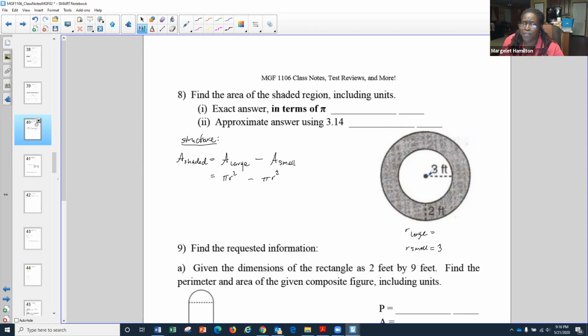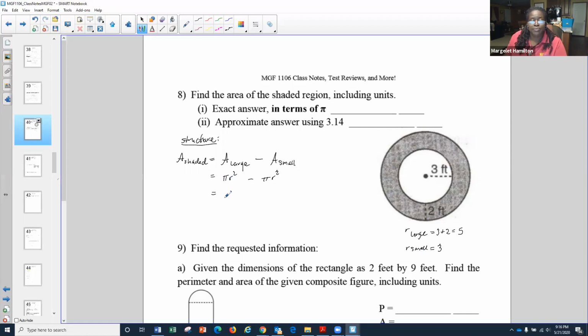The radius of the large circle, we have to do a little finagling to find that out. So we have 3 feet here. They told us that this was 2 additional feet out. So 3 plus 2 is going to tell us what the large circle is. So 3 plus 2, that gives us 5 feet. Is everybody all right? Okay. So now we got our information, we can plug it in.